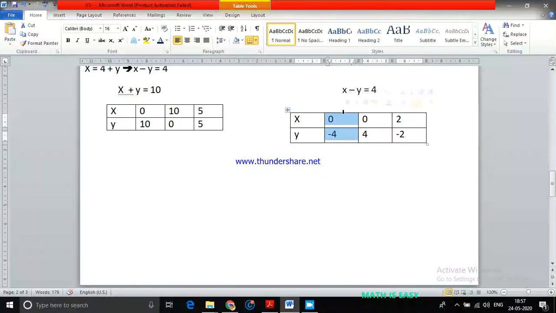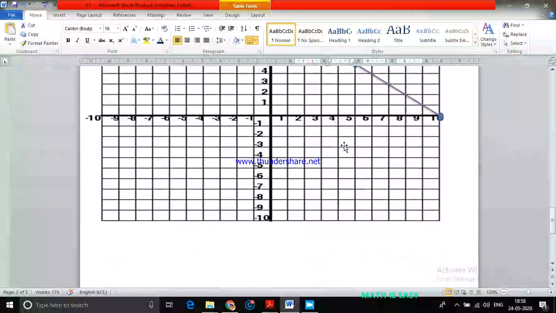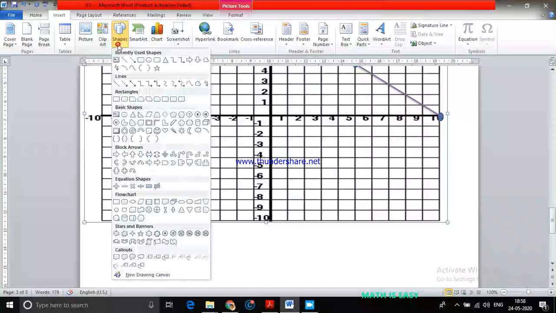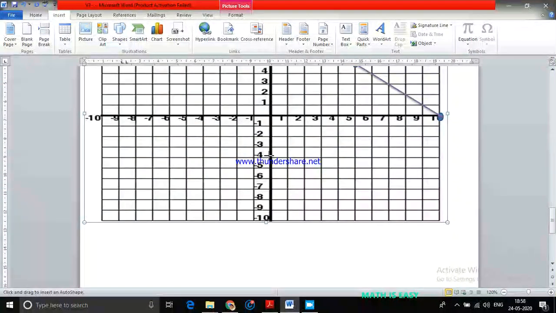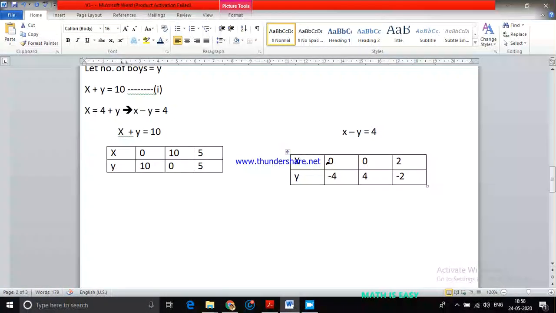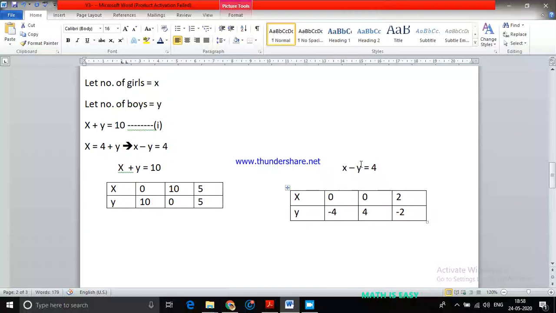What does my second table say? In the second table, the first point is 0 comma minus 4. X is 0, so here, and y is minus 4. Your point will come here. X is 0, y is minus 4, so I'll get it somewhere here. I got it. And my second point is now, oh, how come? Something I have done wrong here. It should be y is 0, and x is 4.